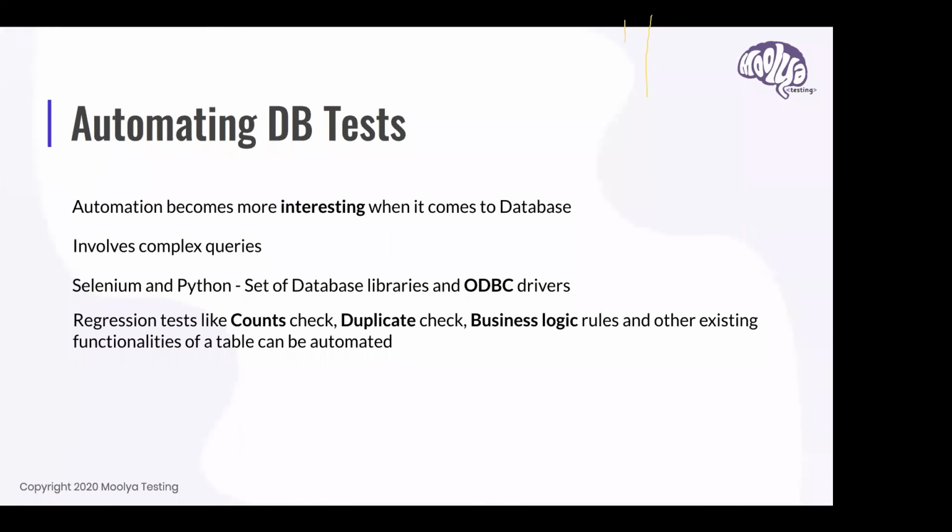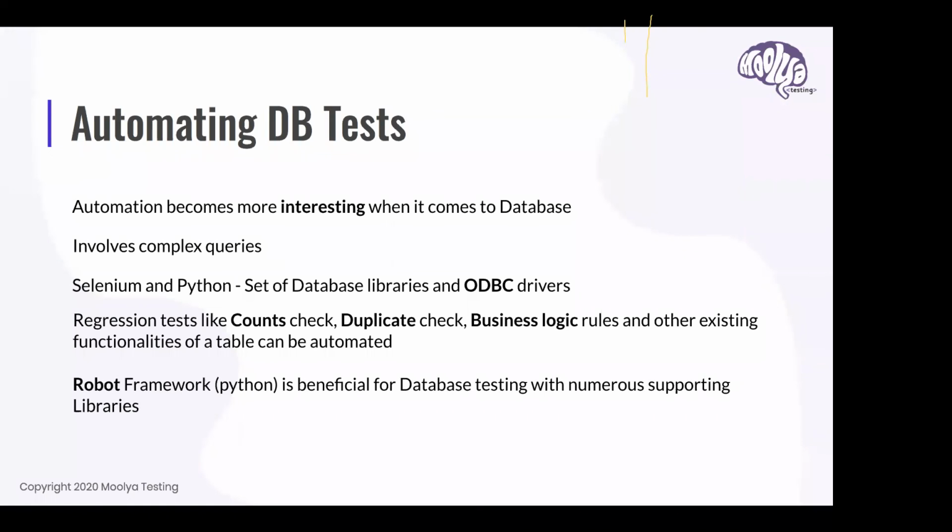Regression tests like count check, duplicate check, business logic rules, and other existing functionalities which will not be changed in your product can also be automated. And recently, the Robot Framework, which is in Python, is very useful for database testing, which has numerous supporting libraries. We're exploring it and we have implemented a lot of DB testing efforts and test cases here. Use of Robot Framework is very useful actually.